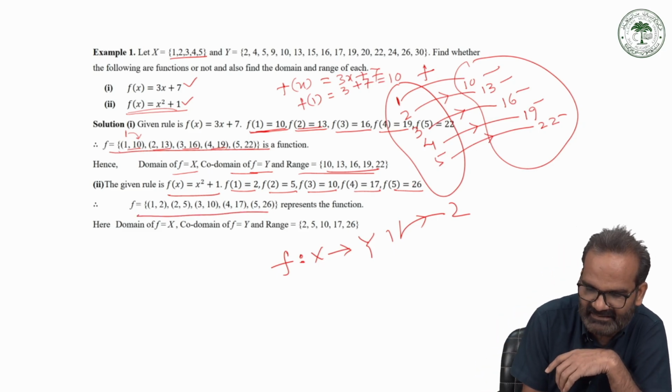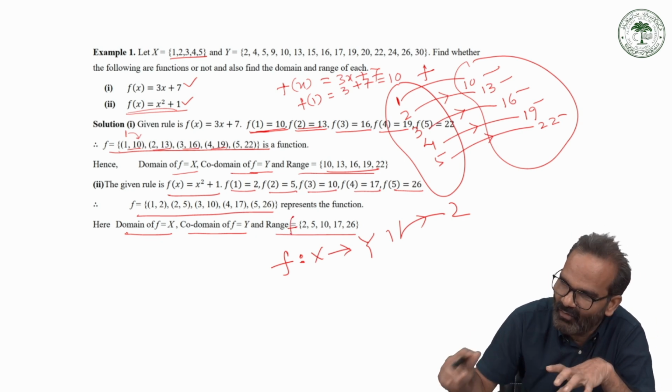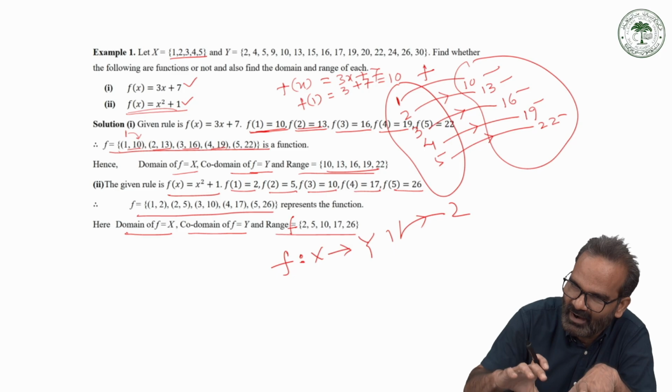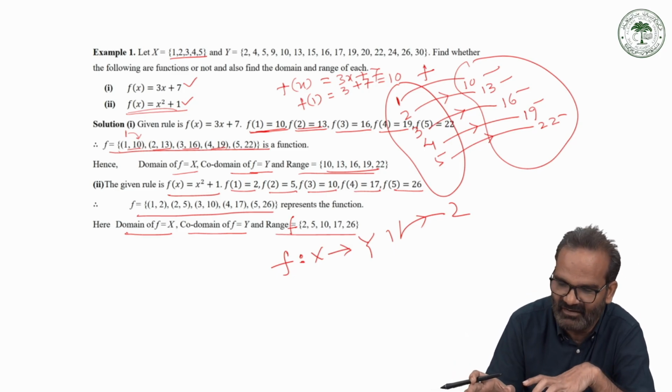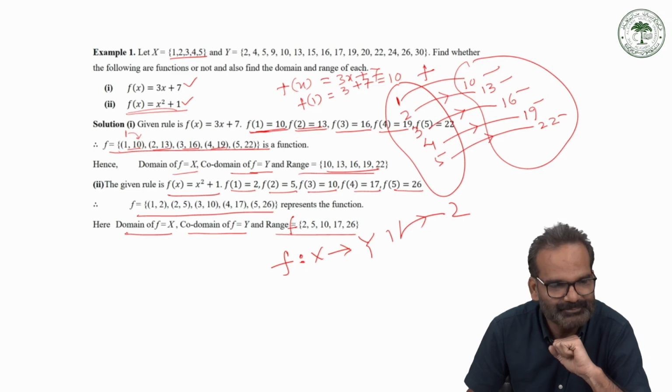So we write it as we wrote earlier. Here the domain of f is X, the codomain of f is Y, and the range of f is what? Range of f means all those elements of Y which are images of the elements of X. They will be represented as the range.